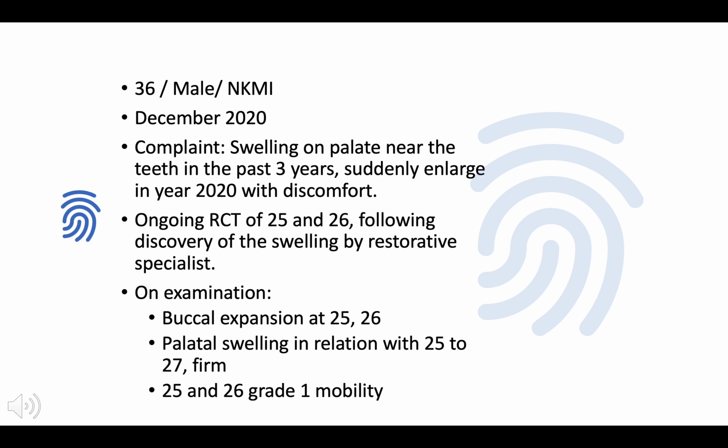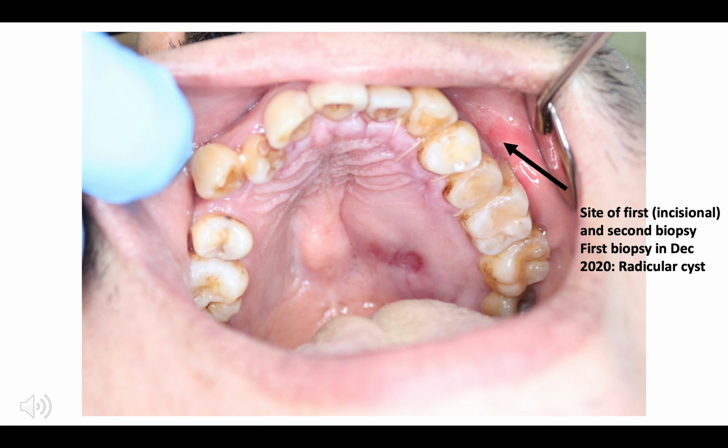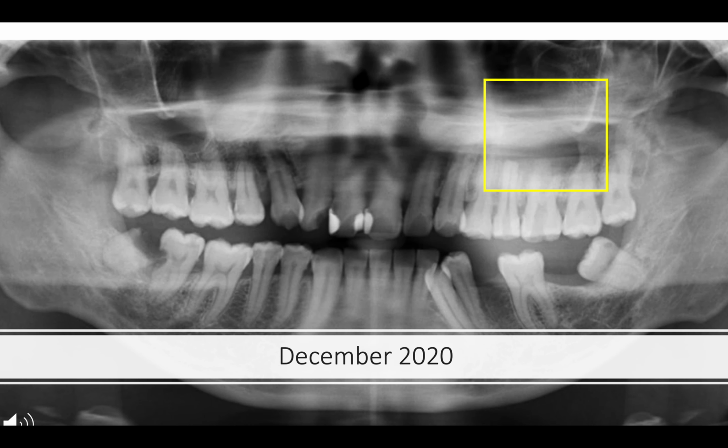On examination, there is buccal expansion of the 2.5 and 2.6. Palatal swelling in relation with 2.5 to 2.7 is firm, and 2.5 and 2.6 teeth are having grade 1 mobility. The clinical photo shows a partially demarcated swelling at the palatal of 2.4 to 2.7, having a smooth surface. The site of first and second biopsy was at the pointed area. First biopsy was done in December 2020 and the result was radicular cyst.